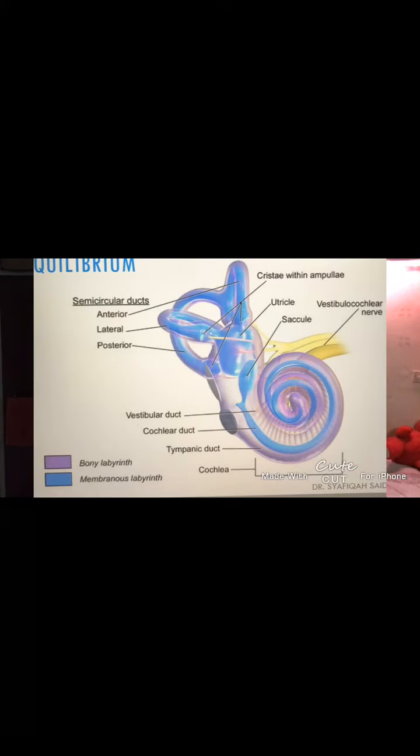And last but not least, we have the inner ear. The inner ear is called the labyrinth, and it has two parts: the bony labyrinth and the membranous labyrinth. The bony labyrinth is a series of cavities inside the temporal bone, and is divided into three areas. The first one is the semicircular canals, the second one is the vestibule, and the third one is the cochlea. The semicircular canals and vestibule house the equilibrium receptors. The cochlea, however, houses the hearing receptors.